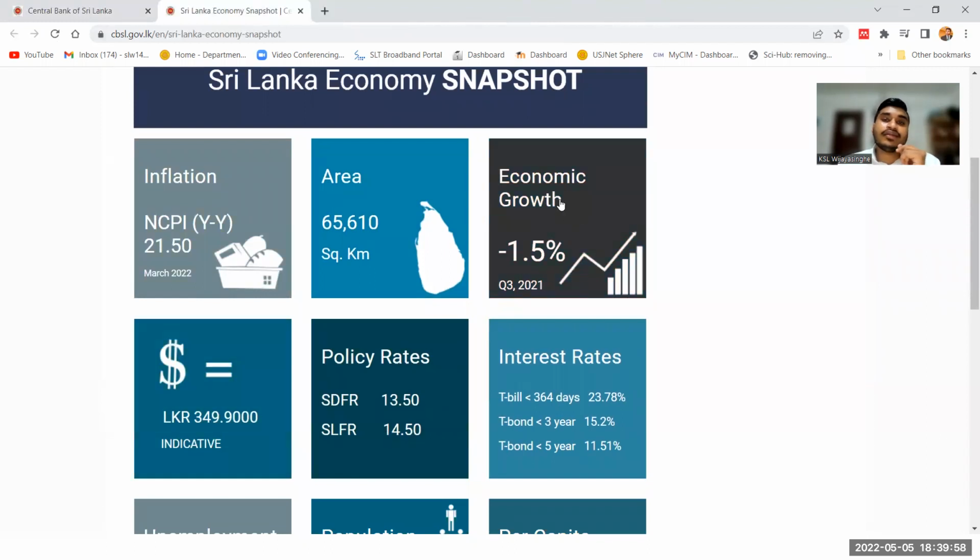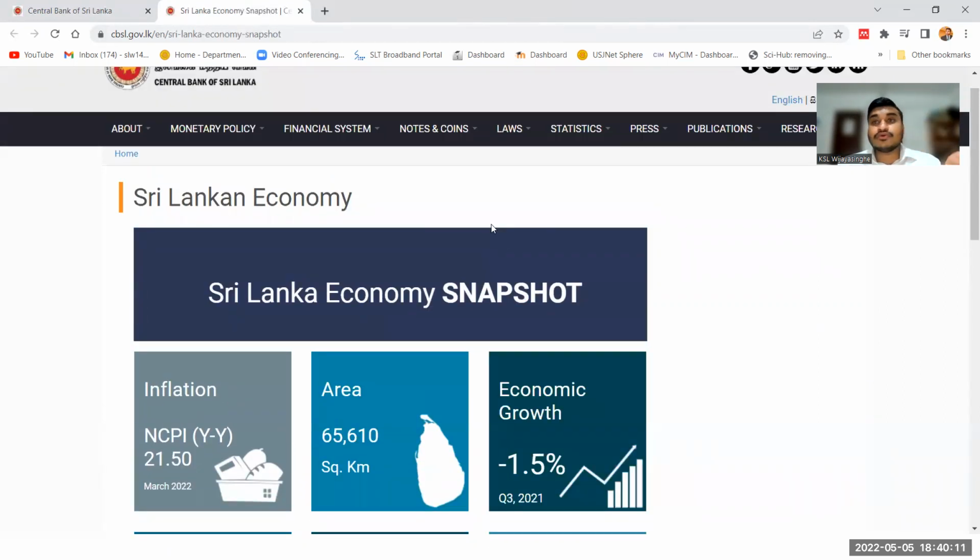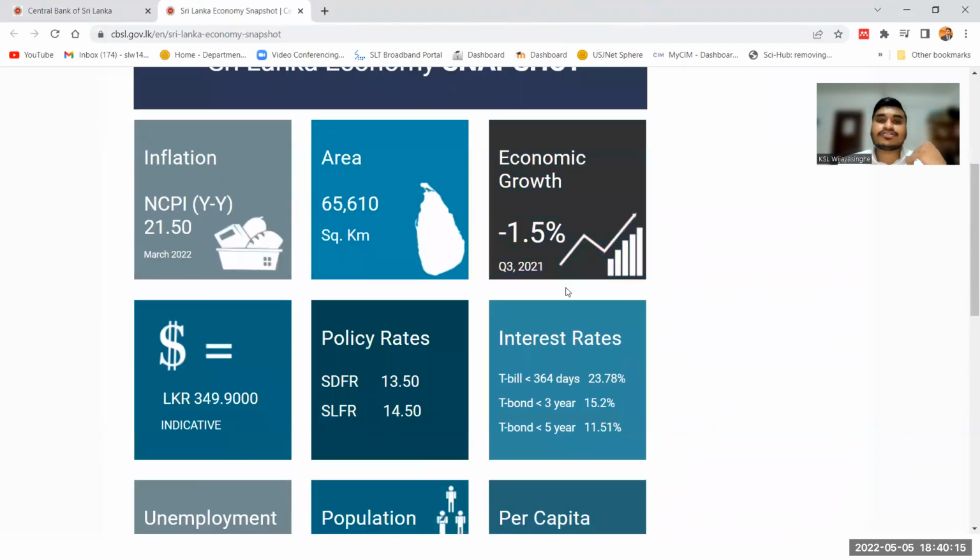So you see, the economic growth is negative 1.5. This is just for quarter number 3. Quarter number 3 ends in September, because this is based on the annual report 2021. Based on the 2021 annual report, they have calculated up to quarter number 3.